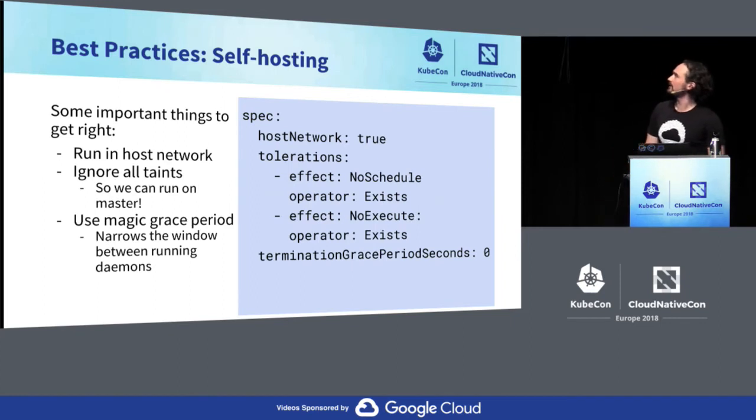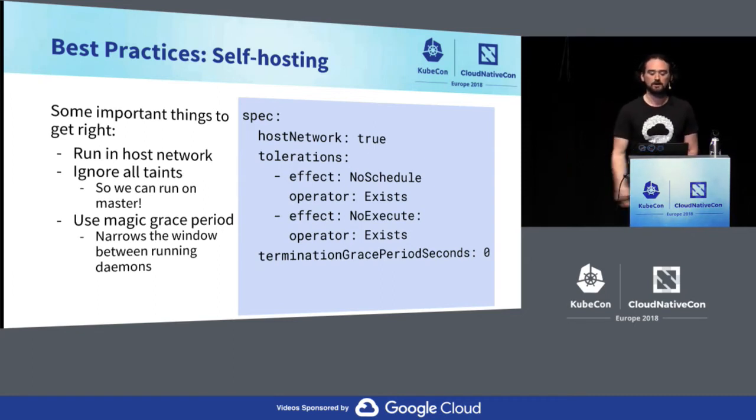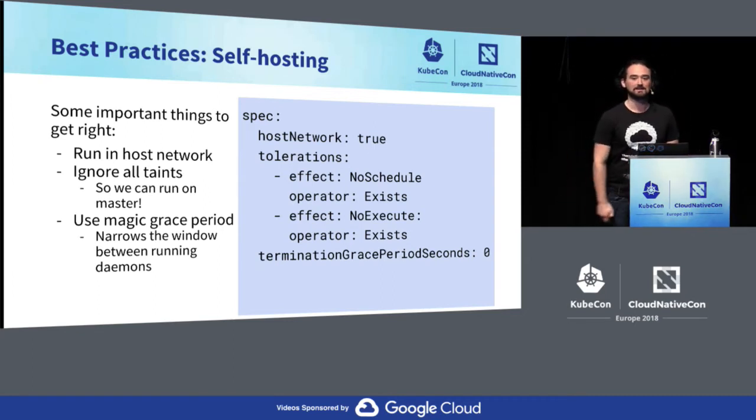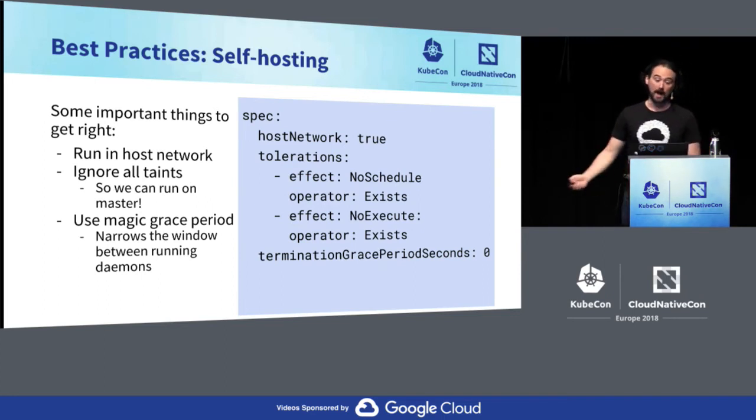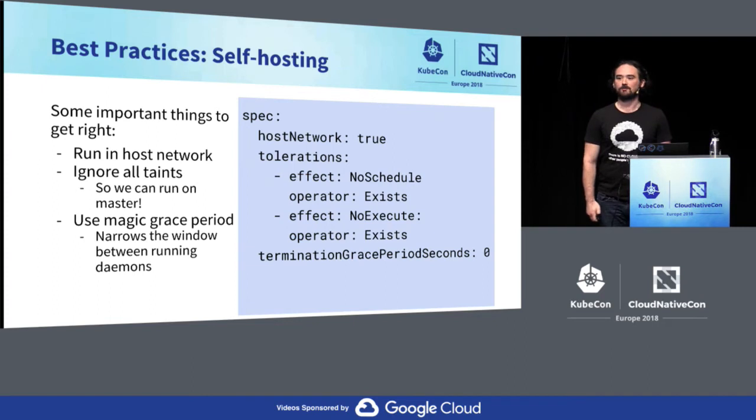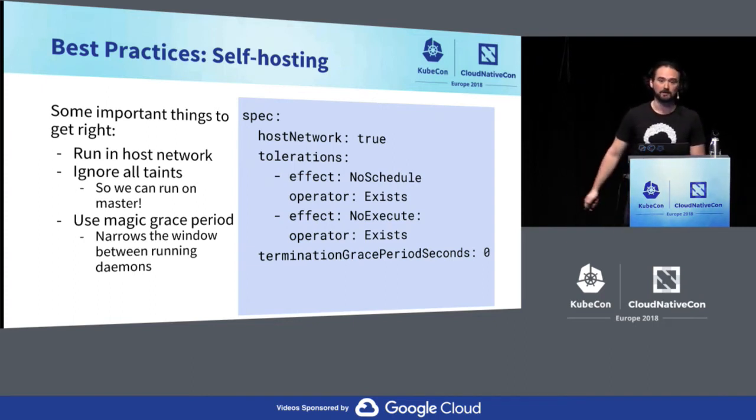And this is a little bit of a funny tweak. You should use the magic grace period here, which will let you restart your daemon very quickly, minimizing the amount of time that your daemon is down in the event of an upgrade or a crash. Now, most of your vendors will provide a manifest file for you that will do this automatically. So you shouldn't necessarily have to write these, but you might want to check and make sure that they follow these best practices.